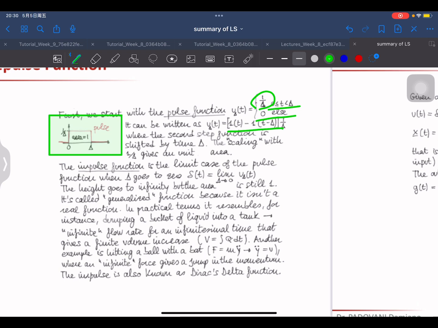For instance, dumping a bucket of liquid into a tank with infinite flow rate for an infinitely short time gives a finite increase. Another example is hitting a ball with a bat, like F equals ma, where an infinite force gives a jump in the momentum. The impulse is also known as the Dirac delta function.